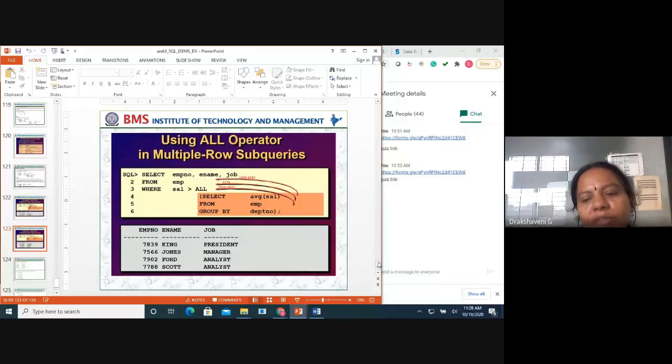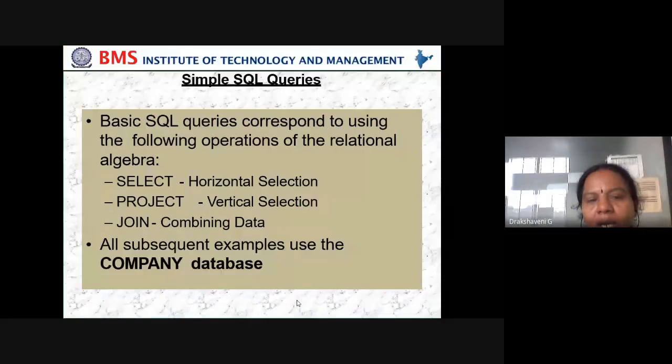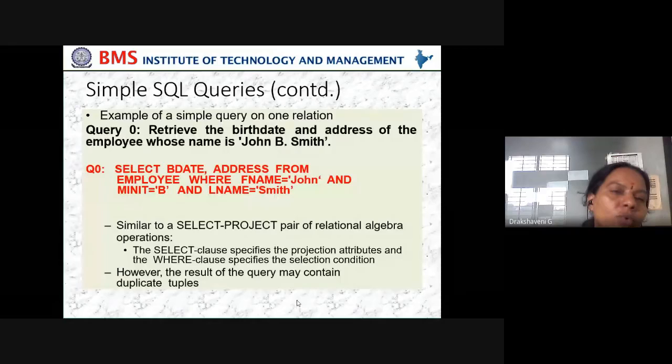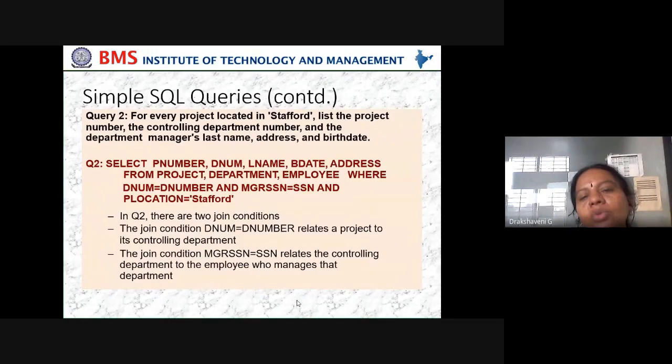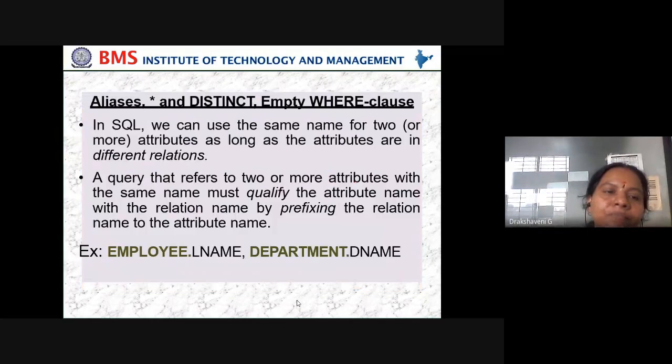So just overviewing, what did we cover today? We started with simple SQL queries. Then we saw how we can do a query with one table, how we can do the query with two tables, and how the join is used. We can use one single join or two joins. That's where two joins will be done. Then alias, star, and distinct.